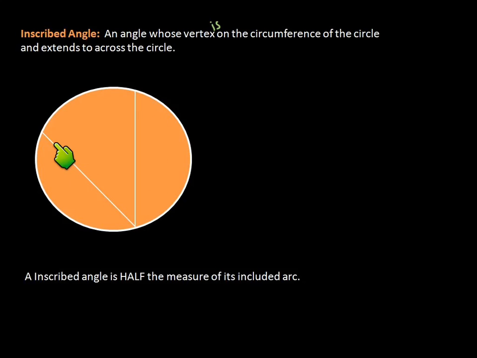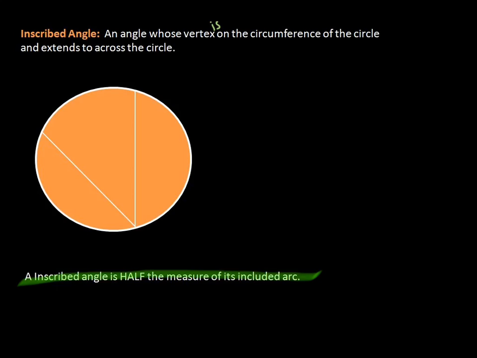So here's an inscribed angle. Notice that the vertex is on the circumference of the circle. The vertex is over here, and it opens and goes across the circle like that. Now, an inscribed angle is half the measure of its included arc. Make sure that you know this. This is the key part.